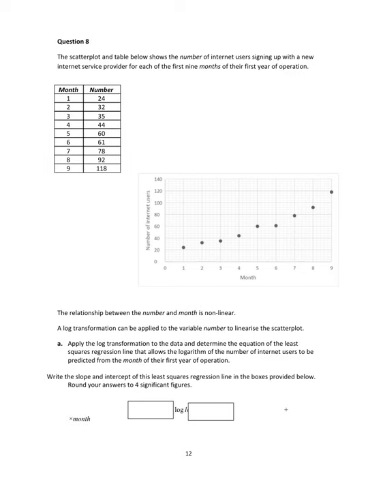Question 8. The scatter plot and table below show the number of internet users signing up with a new internet service provider for each of the first 9 months of their first year of operation. We've got the months there, and then the number of users to the right that are signing up to a provider. The relationship between the number and month is non-linear. A log transformation can be applied to the variable number to linearize the scatter plot.